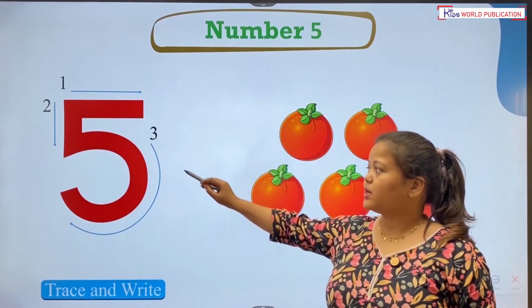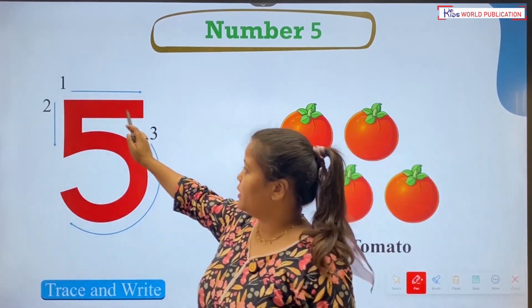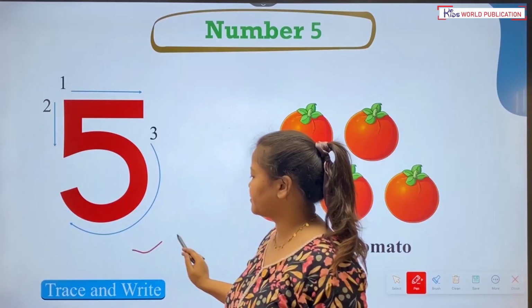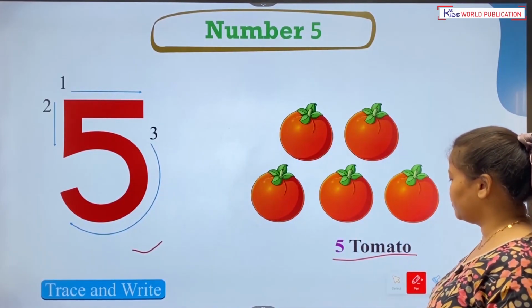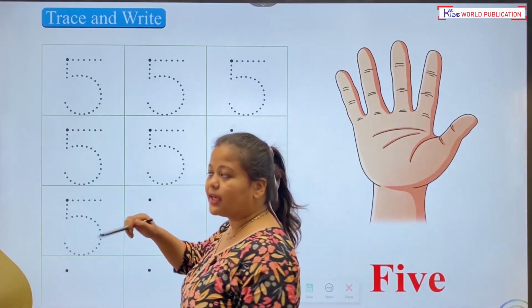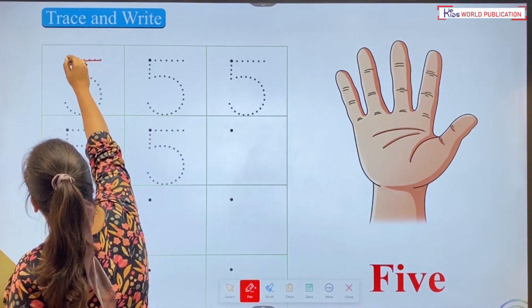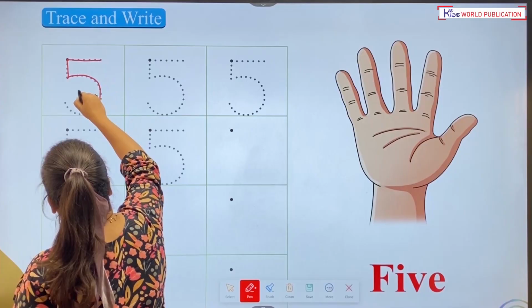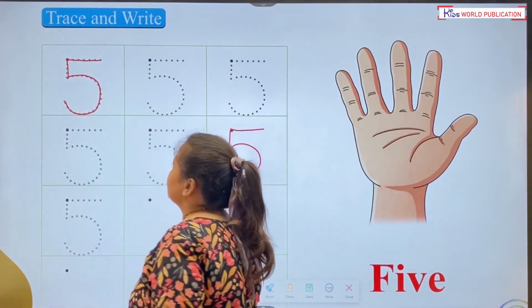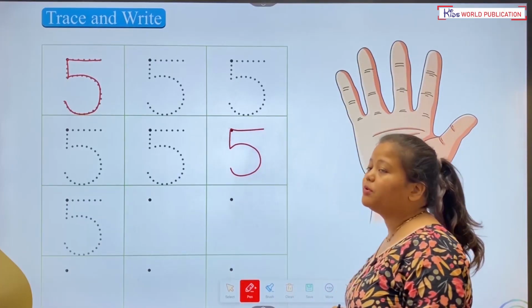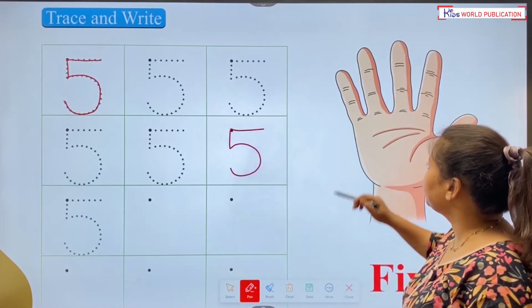Number 5. So kids, this is number 5. 1, 2, 3, 4, 5. 5 tomatoes. Trace and write. Let's trace the dot. So kids, this is how you will trace and write the number 5 and complete this activity.